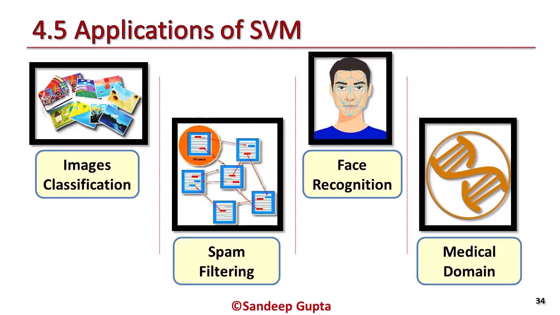SVMs are essentially binary classifiers, however, they can be adapted to handle multiple classification tasks. The two approaches commonly used are the one against one and one against all techniques. Therefore, SVMs are well suited for classification of images and face recognition. They can also be used for binary classification such as spam filtering, and in the medical domain for classification of genes, diagnosing diseases like cancer, and other biological problems.